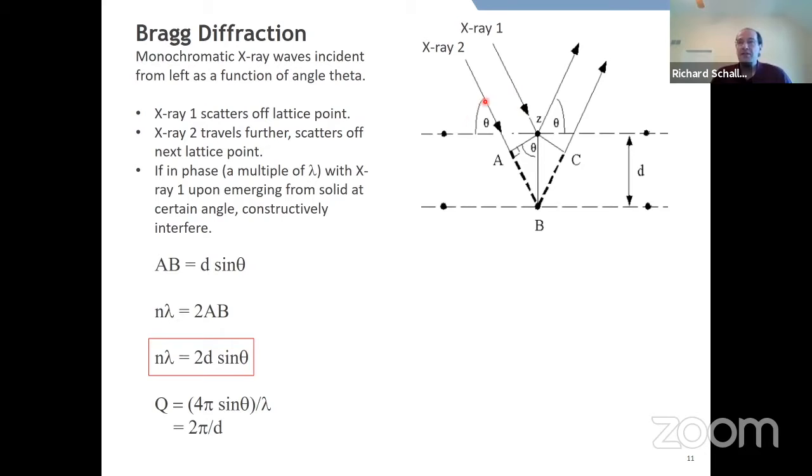If you're off axis, like if you're not sitting at the right theta here, you just don't emerge with the same phase relationship, and an intensity of X-rays at this other angle is not going to be observed.